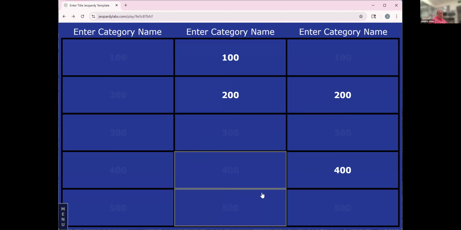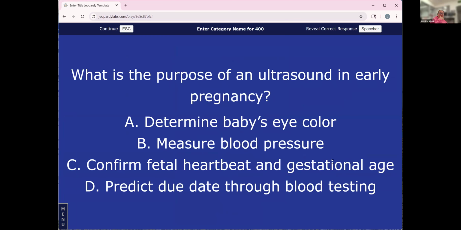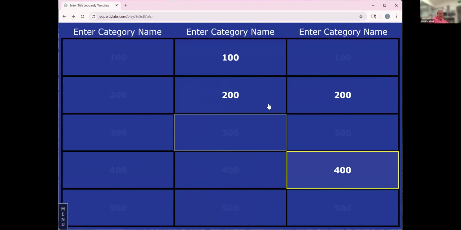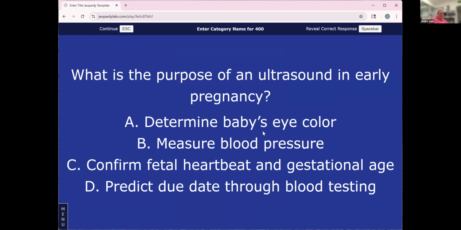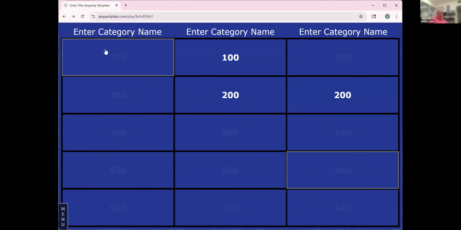All right. Should we do 400? Yeah. What's the purpose of an ultrasound? C. Confirmed fetal heartbeat and gestational age. And that's the first thing that you'll do after 6 weeks. You'll be able to see a fetal heart. Okay. Good. Okay, we've got 3 more. Go for it.